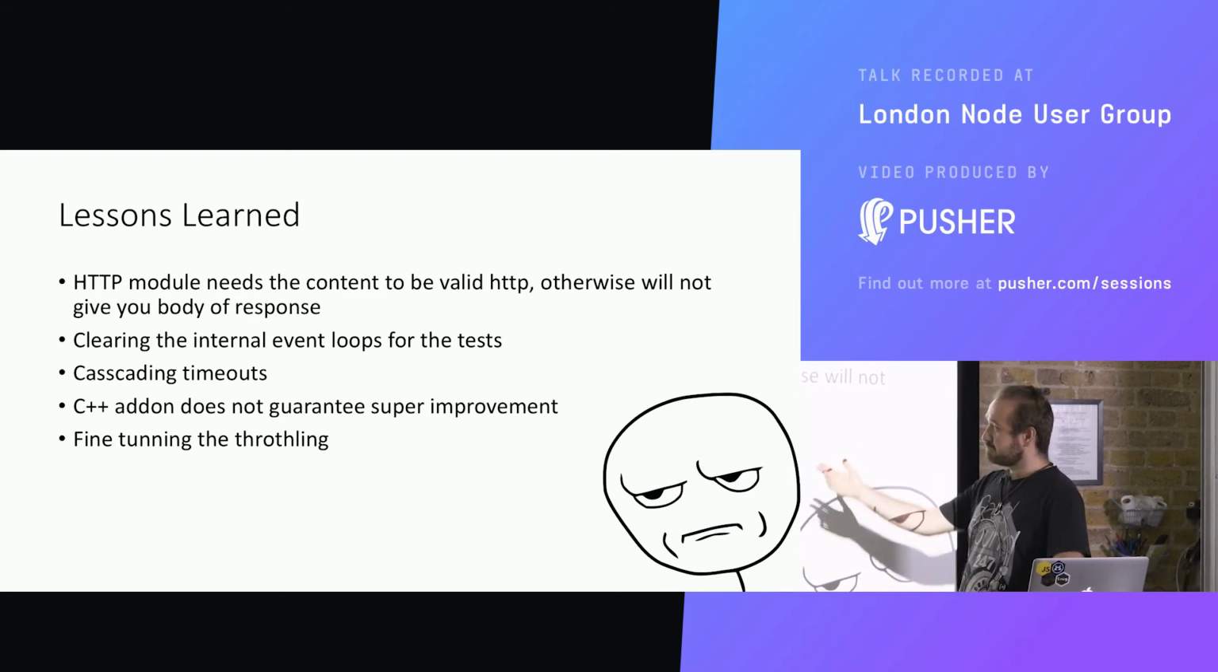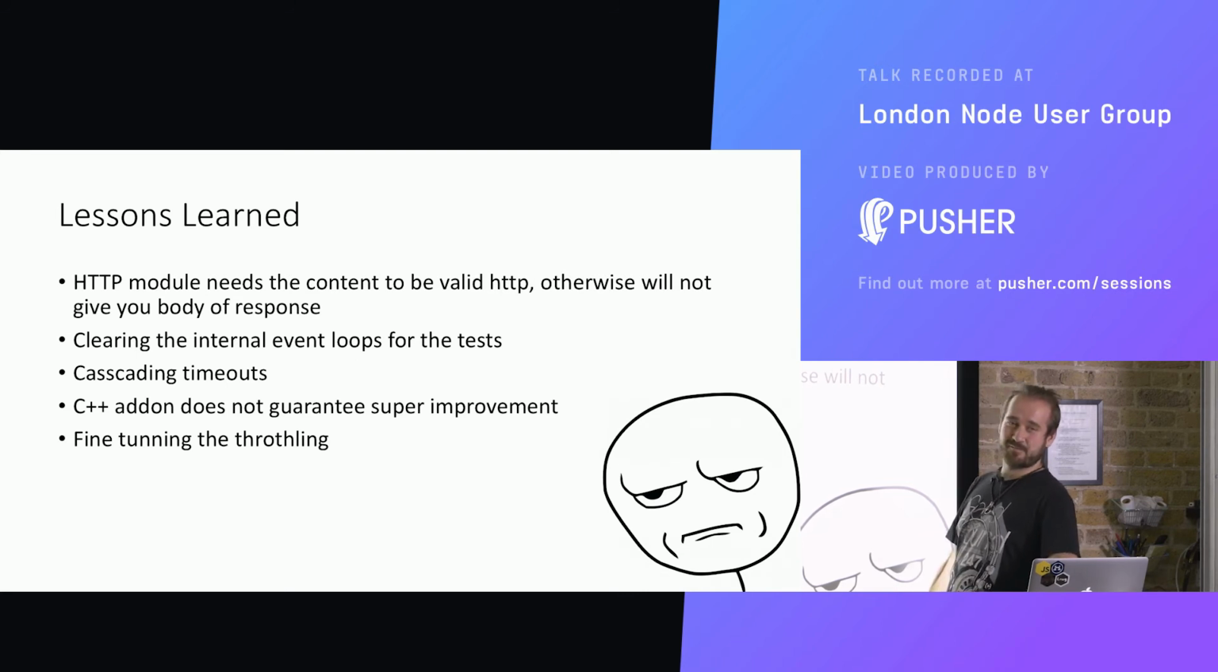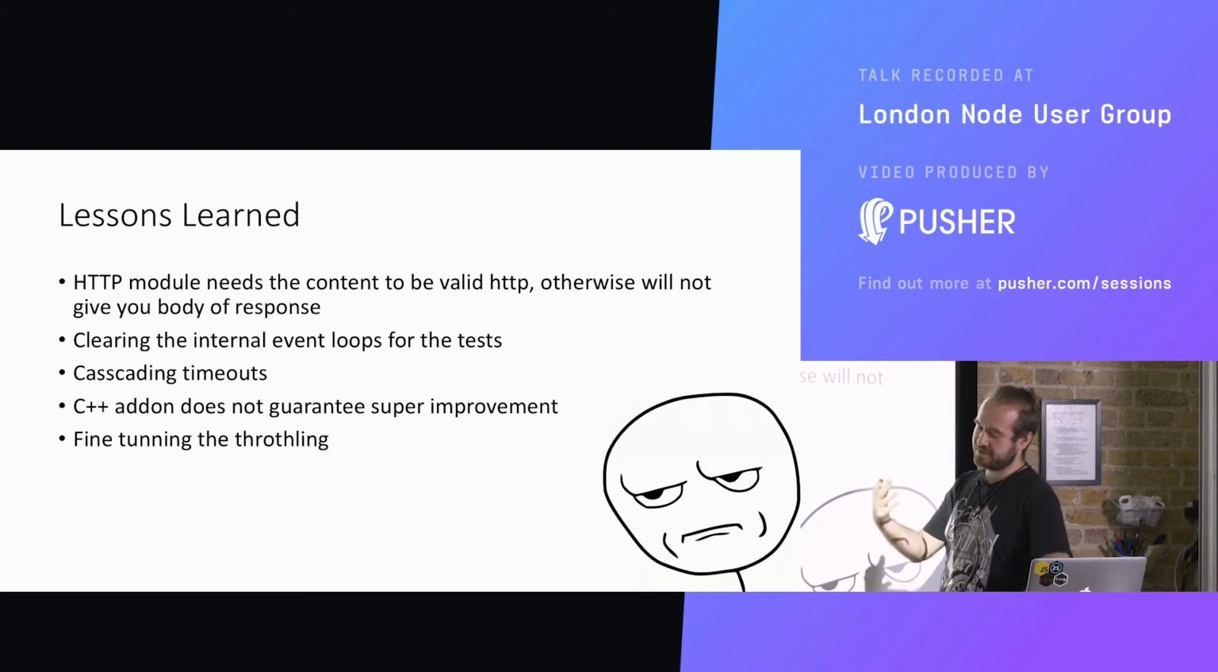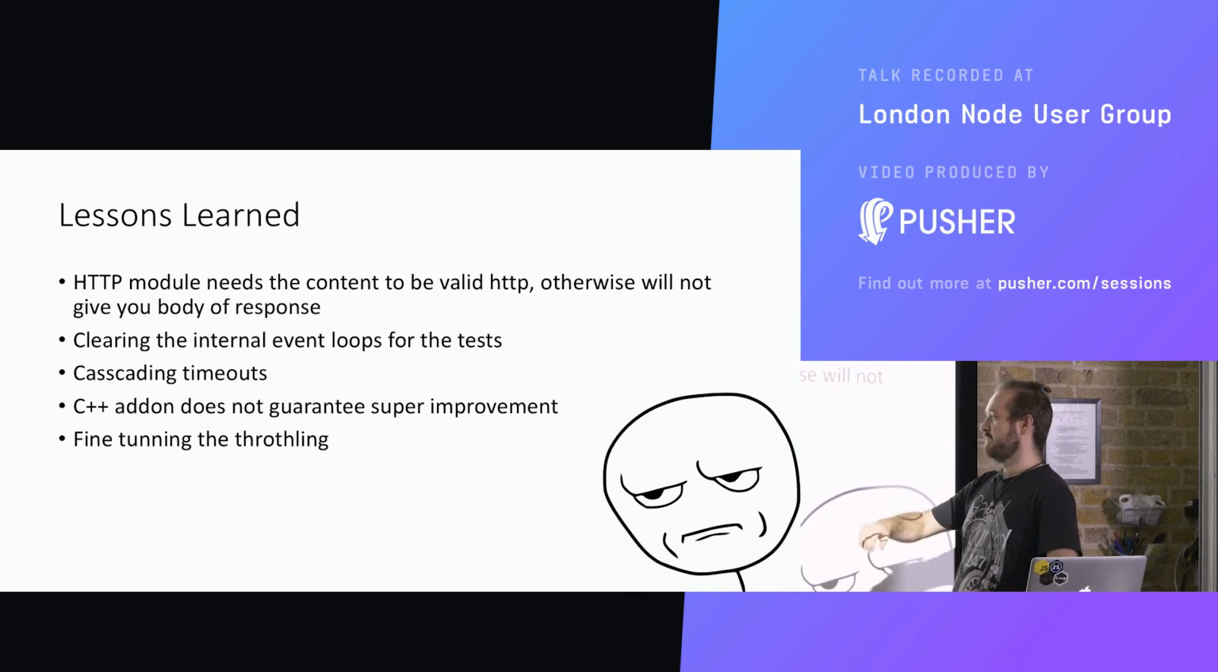Clearing interval loops for the tests, we learned this the hard way. Our Mocha stopped exiting tests because of the internal loops. You would have to have control over it when you write your tests. Cascading timeouts: we had to fine-tune the configs between all three services to not have random events happening that were hard to diagnose.